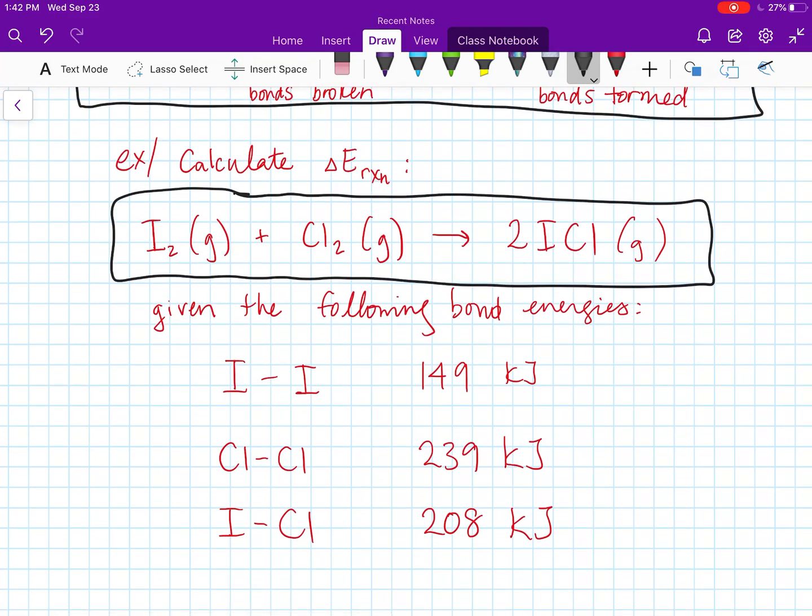So bond energies are something that you can look up in the table in chapter 3. And the bond energy for the iodine-iodine bond is 149 kilojoules. For chlorine-chlorine, it's 239 kilojoules. And for the iodine-chlorine bond, it's 208 kilojoules. So you can just look up all these values in the table in chapter 3.